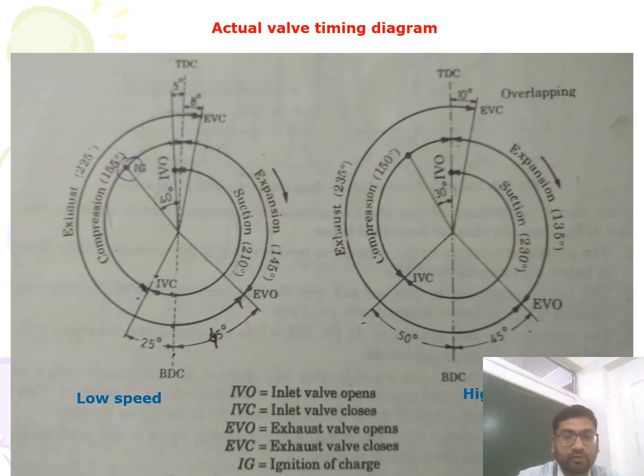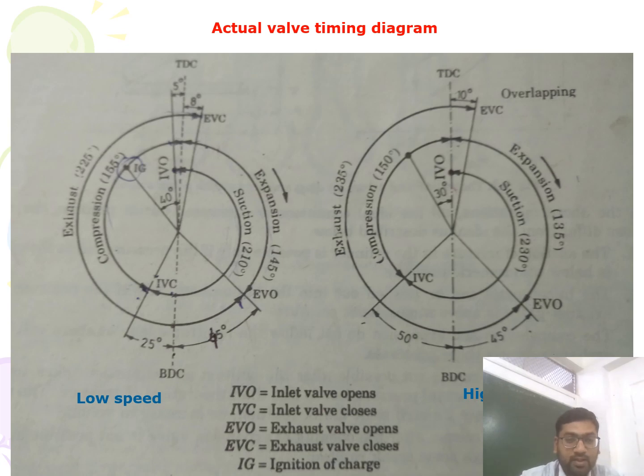Now we will plot the actual valve timing diagram for the four-stroke petrol engine. The valve timing diagram shows the points in the cycle at which the valves are set to open and close. The valve timing has to be adjusted according to the speed of an engine. A typical valve timing diagram for the slow speed engine and high speed engine, you can observe in my PPT.